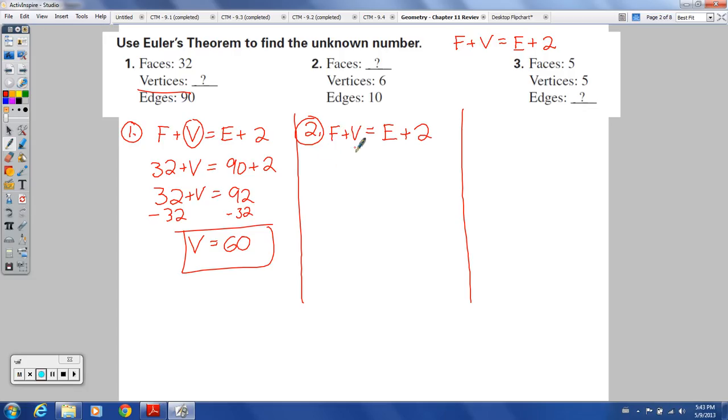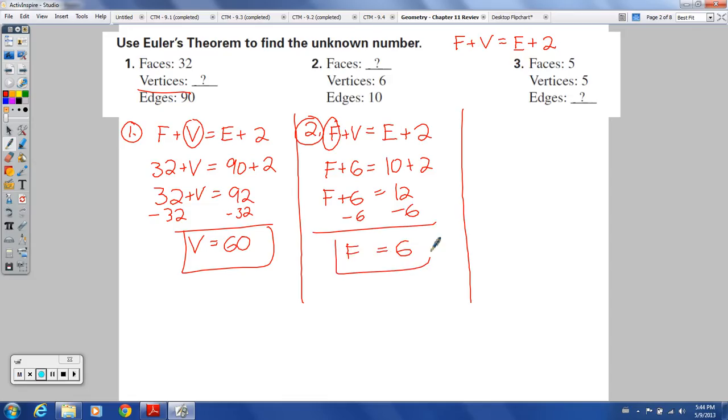So we have F plus V equals E plus 2. Once again, we know that F is what we're solving for. We know that vertices and edges are 6 and 12, so we're plugging that in for this one. There you go, Mr. Wagner, there you are. And this one we would have F plus 6 equals 12. Subtract 6 from both sides. You got F equals 6. This is your final answer for that one.